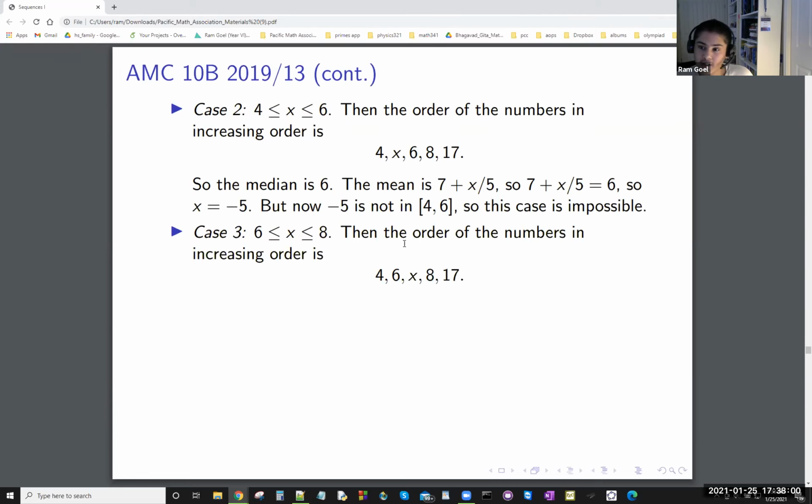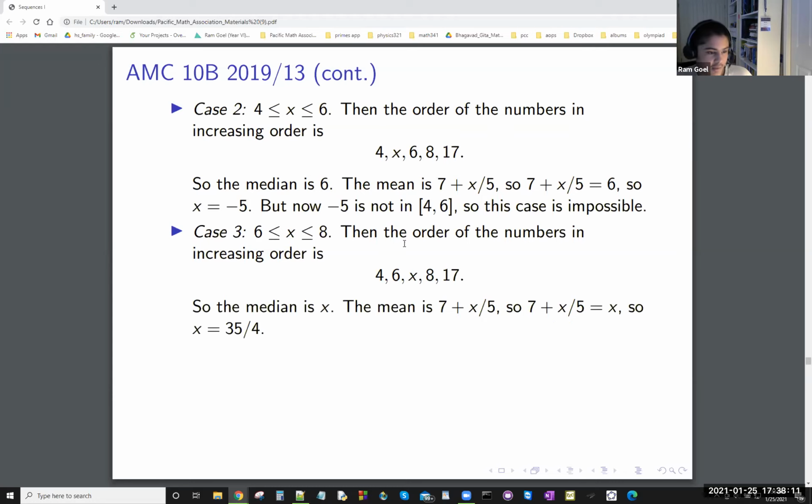Now, in this case, the median is not 6. The median is x. We can say this because we imposed that x is between 6 and 8. The mean was still (7 + x)/5, so we set them equal. We're going to test if there's actually a value which works.